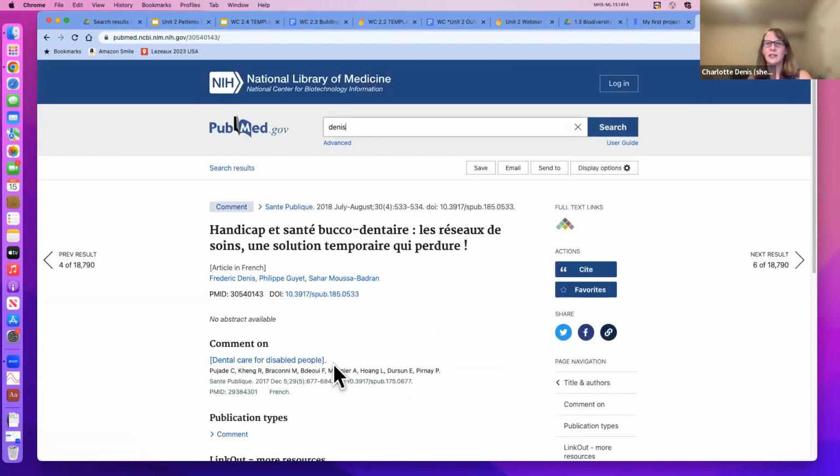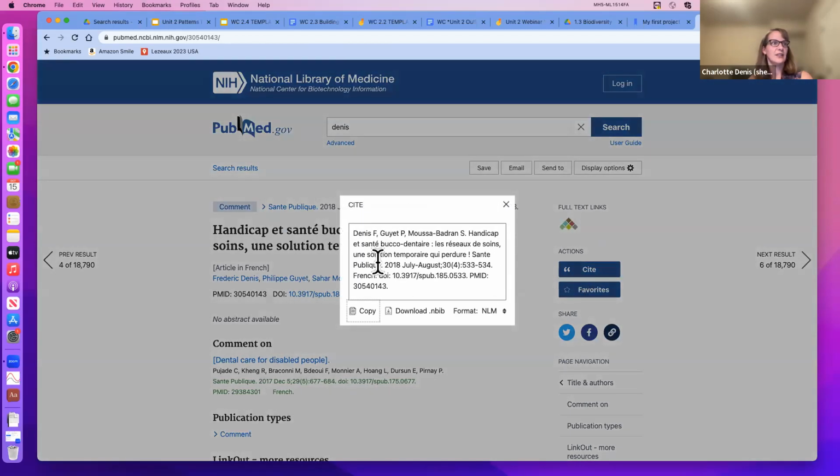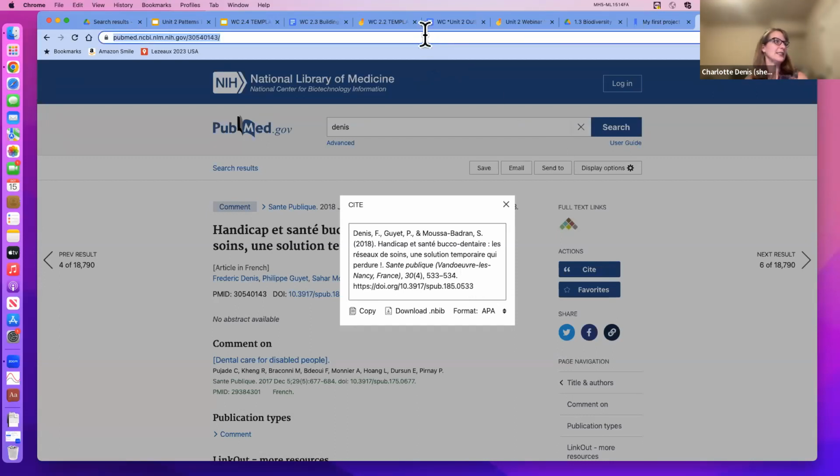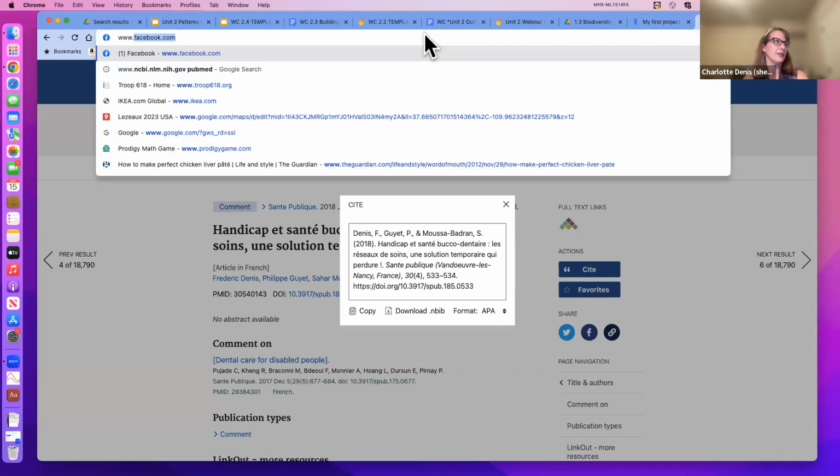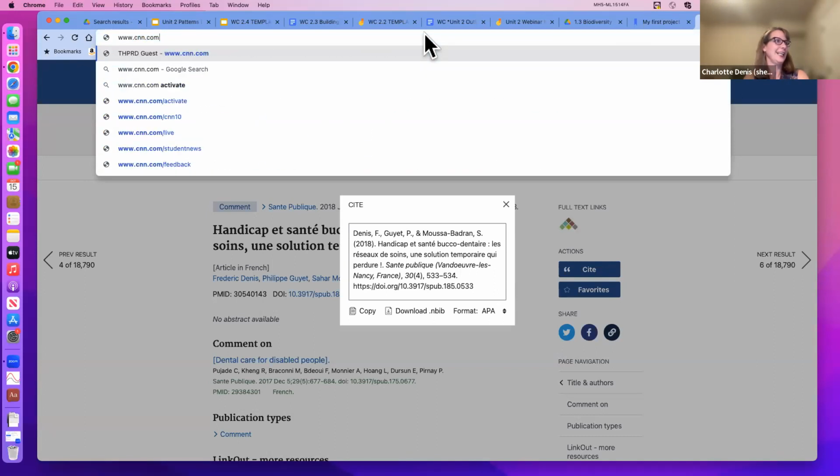And let's say that I want students to cite this source. Well, first, this one happens to have a cite button right on it, so I could use that. And there's the citation. And actually, you can even change the format to APA. So that's great if you're using something like PubMed, where they're expecting that you're going there to access materials that need to be cited. But let's say you were even going to, not Facebook, CNN.